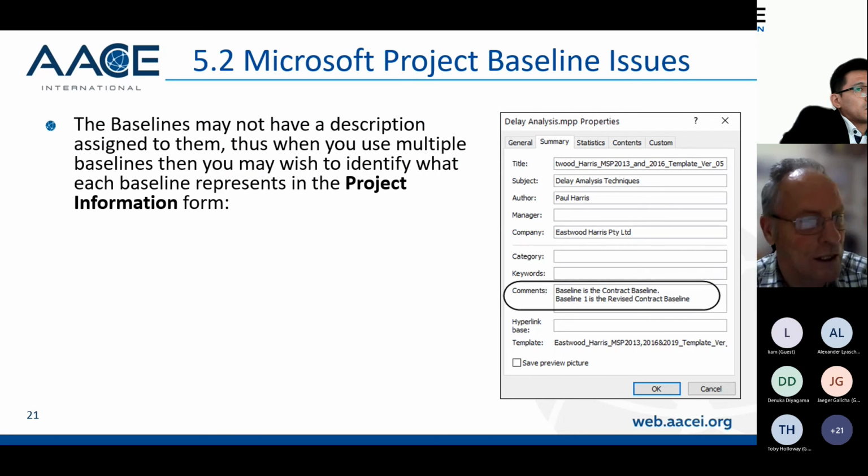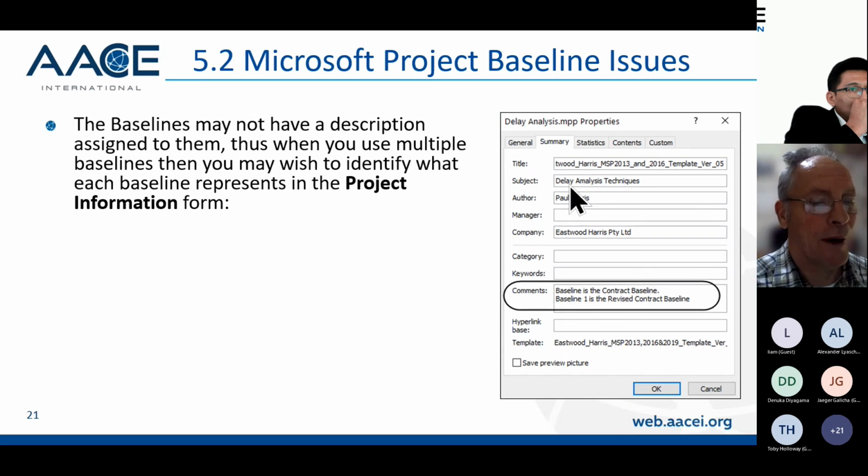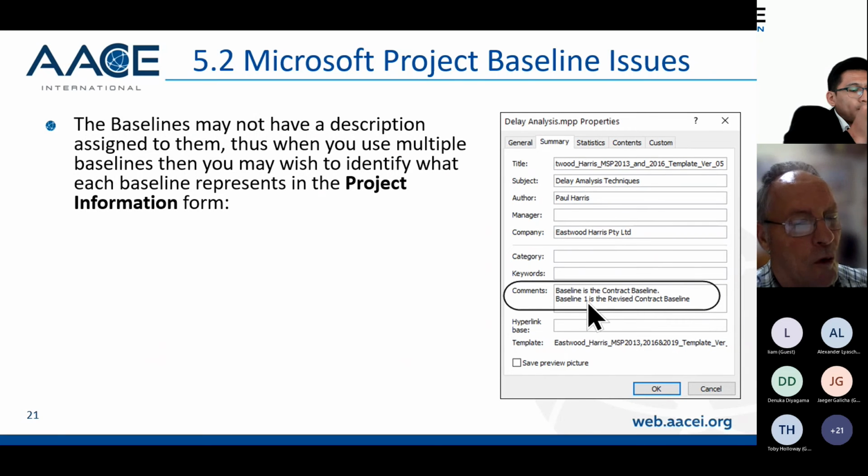Another thing is that baselines can't have a description assigned to them. So when you create a baseline, it gives you a date it's created, but that's all. So you must decide how you're going to document what each baseline is for. Therefore, I suggest you might think about using the project information form, and you go to the summary tab and there's a comment section there. That's probably one of the best places where you can say what baseline 1 or baseline 2 is used for.